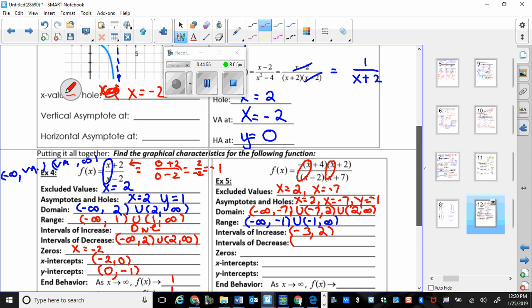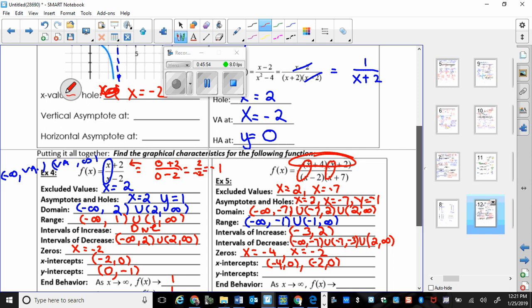For intervals of decreasing, I'm coming from negative infinity over to negative 7, union negative 7 over to negative 3, union, and then skipping this interval, from 2 to positive infinity. My zeros here: I have a 0 at negative 4 and a 0 at negative 2. So zeros, x equals negative 4 and x equals negative 2. I got this from the top here. The x-intercepts are (-4, 0) and (-2, 0).